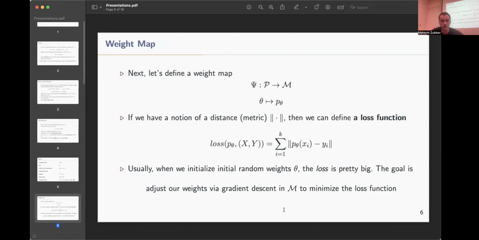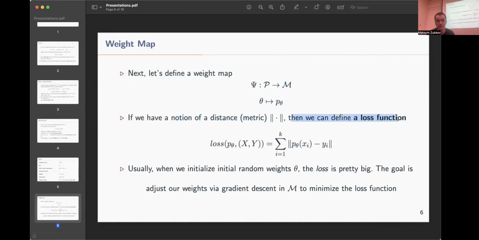So the next thing, how I think about neural networks, I want to define a weight map. The weight map is going to be the map from all our parameters to our model space. That's why I prefer to drop "continuous function" or whatever, because I'm just thinking about neural networks. We have parameterization of some models, and the way it goes is that you map your parameters into your neural network.